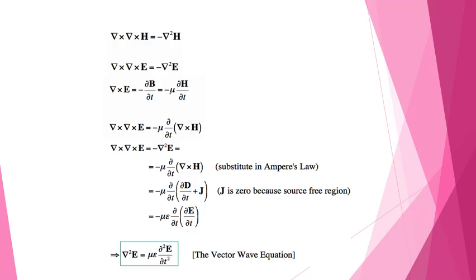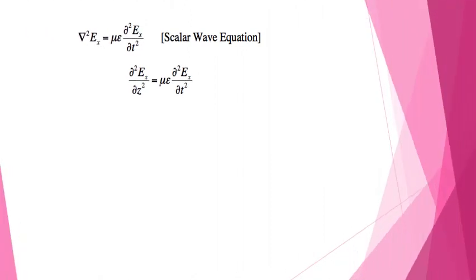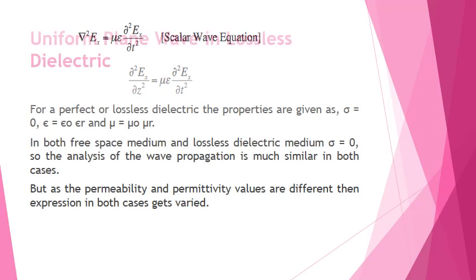This is the vector form of the wave equation, the one-dimensional wave equation. In terms of the x-axis, we can rewrite it as del square E equal to mu epsilon dou square Ex by dou t square. That is the scalar wave equation.